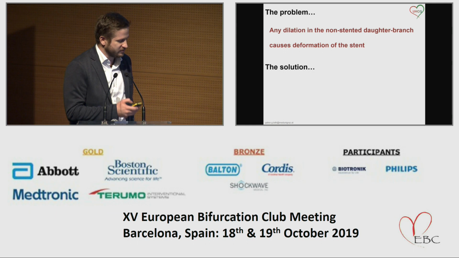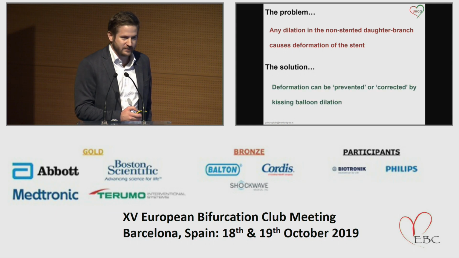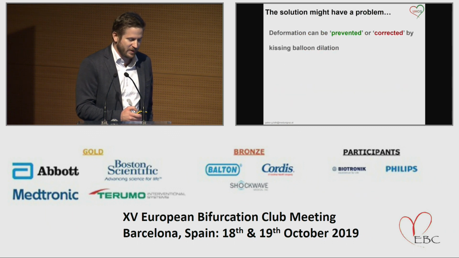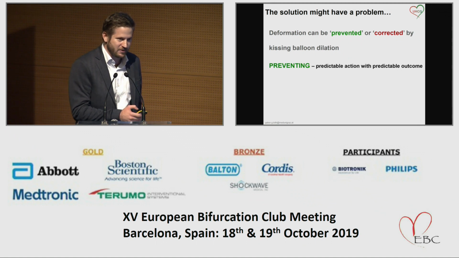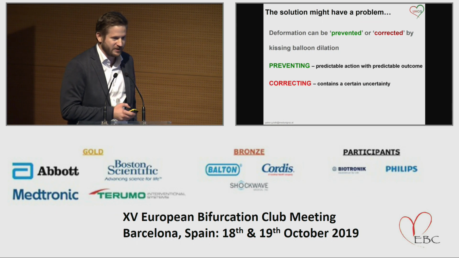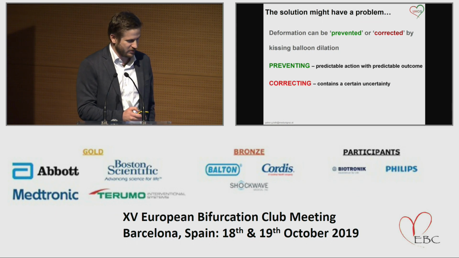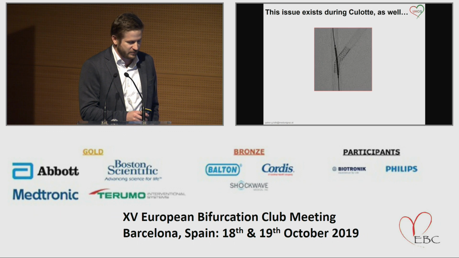But we also know there is a solution. We can either prevent it or correct it by kissing dilation. But when we talk about preventing or correcting, we have to understand that preventing is always a predictable action with a predictable outcome, so we mainly like it in medicine. Correcting contains a certain uncertainty for our procedures. And this issue exists during Culotte as well. Here you can see when you open the main branch and then you inflate the main branch stent.